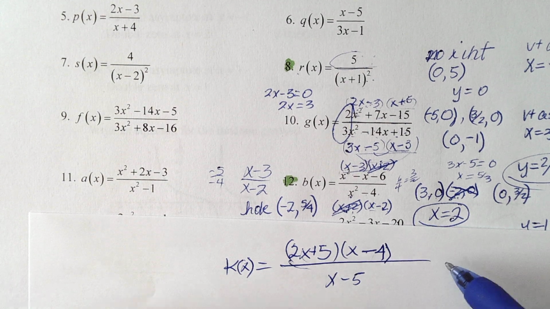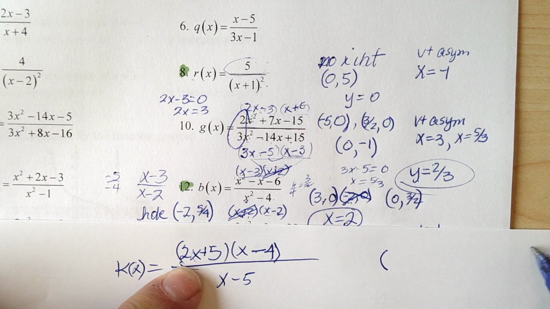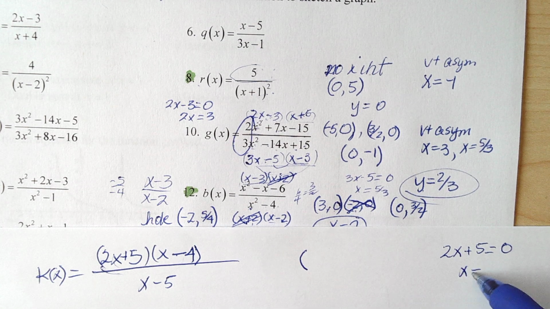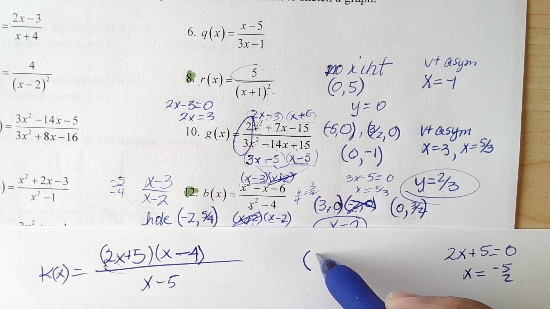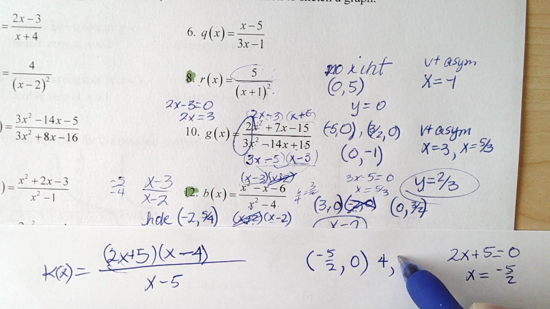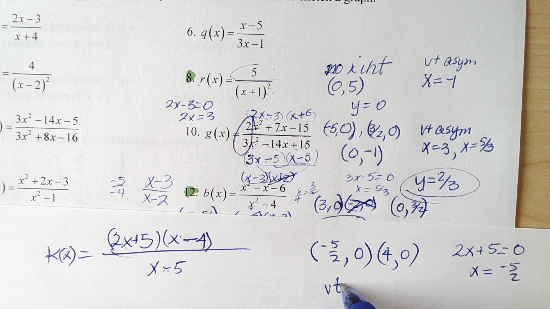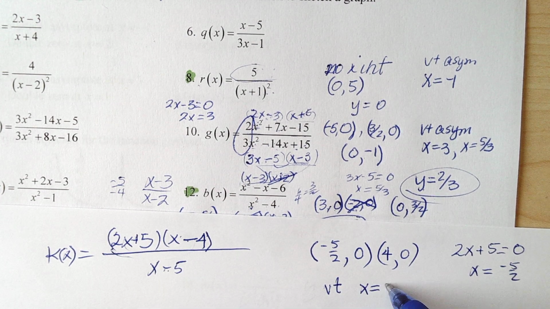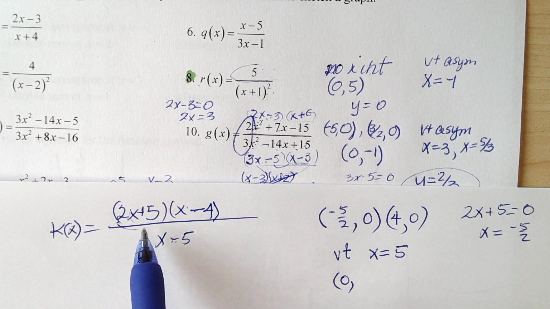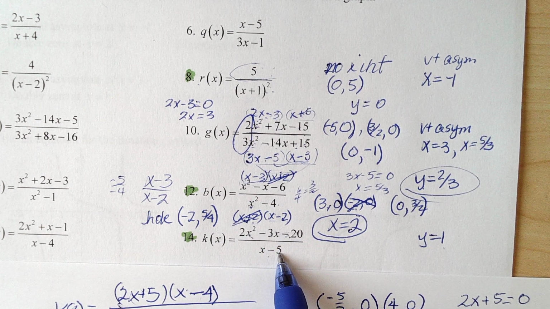So, x-intercepts. Well, what makes this 0 is 2x plus 5 equals 0. Subtract 5, divide by 2, x equals minus 5 halves. So minus 5 halves will make 0, and 4 will make 0. Neither of these match, so there's no holes. Vertical asymptote is when x is 5. Y-intercept, put 0 in for x. That's easier here. That's minus 20 over minus 5, which is 4.